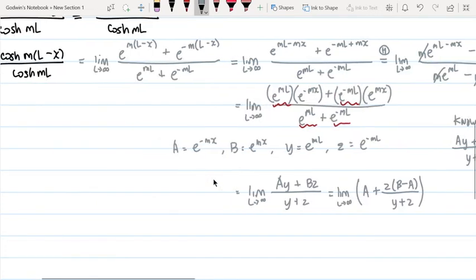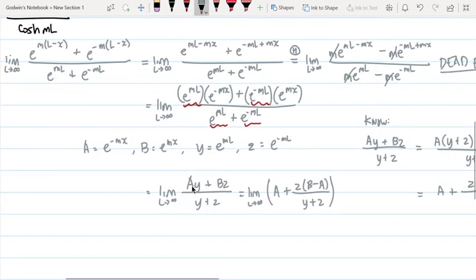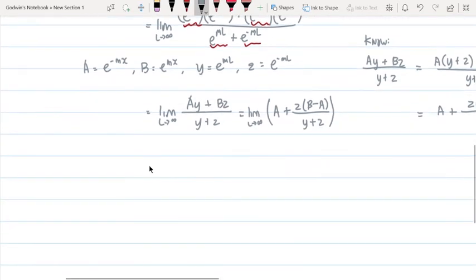So the reason why I just put the a and b as different from y and z is that a and b are constants, right? And then y and z are terms having something to do with our variable, which is L. So if we transform this back, we will have limit as L approaches infinity.